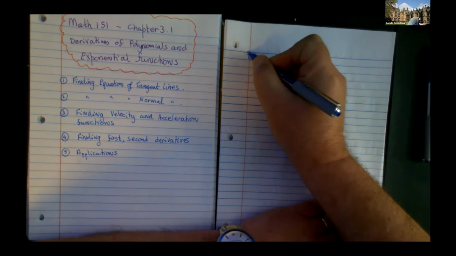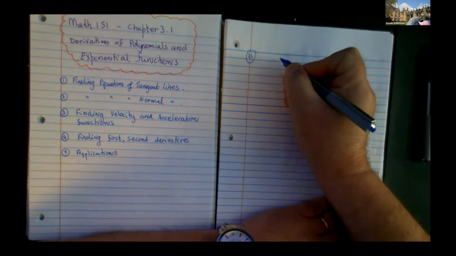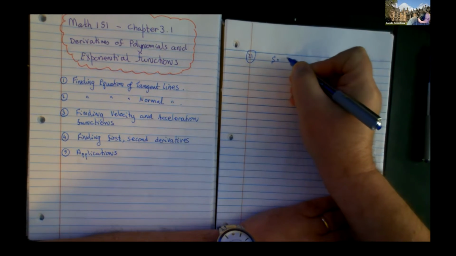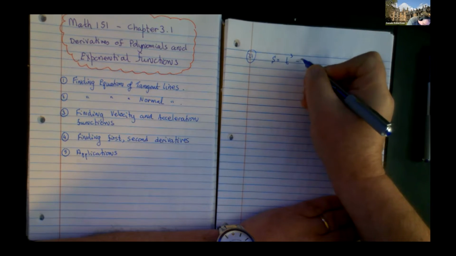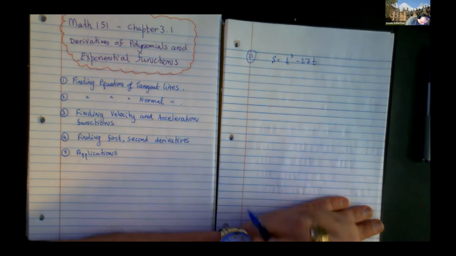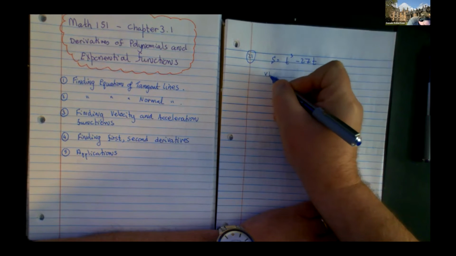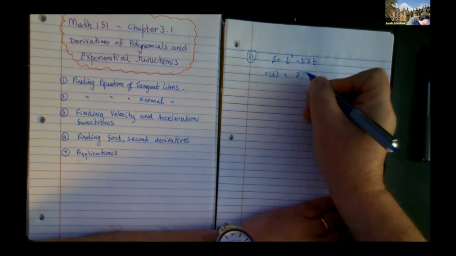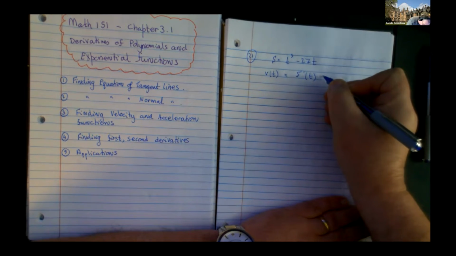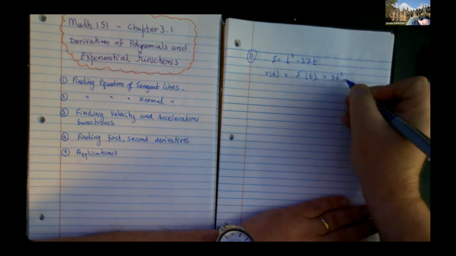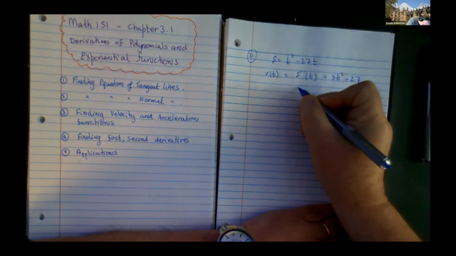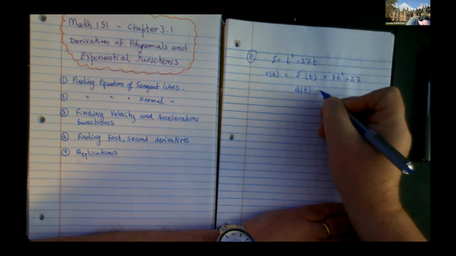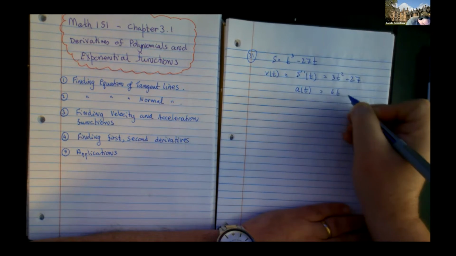And let's do one more of those. The position of an object is t cubed take away 27t. Its velocity is the derivative of the position function. So it's 3t squared take away 27. And the acceleration is just 6t.